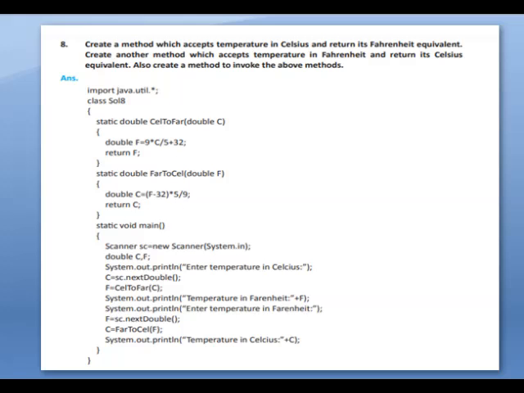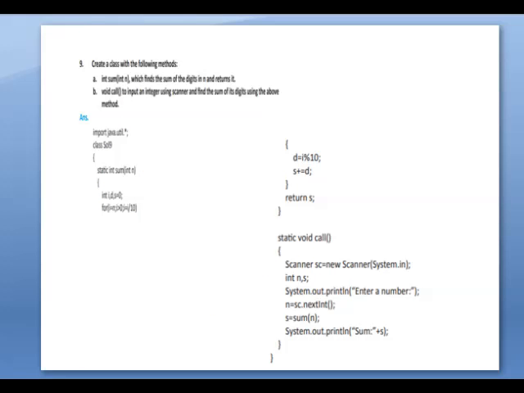Okay, so the next program is create a class with the following methods. Two methods are here. For that you have to create the class, and you have to find the sum of the digits. So in one function we are finding the sum of the digits and returning the value. In the next function we are calling the sum of the digits from the first function. The program is here.